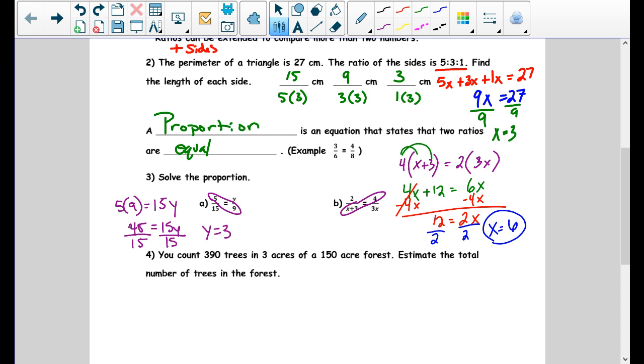Any questions there with proportions? Okay, so if you have an expression on the top or the bottom, write it out so we can distribute. Okay, distribute to get our multiplication. All right, last one here.